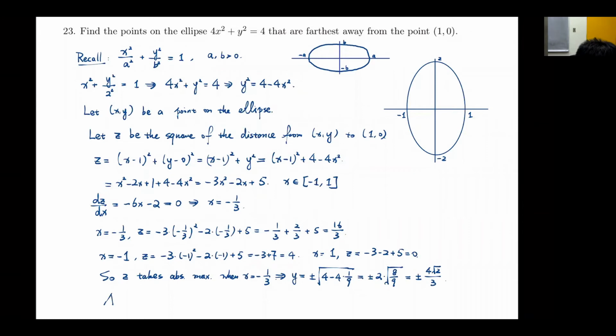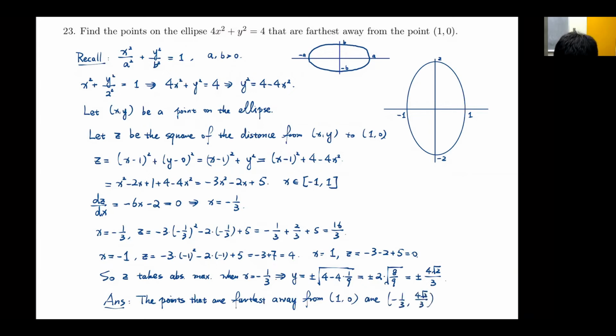So now we are ready to answer the question. So the points that are farthest away from (1, 0) are (minus 1/3, positive 4 root 2 over 3) and (minus 1/3, negative 4 root 2 over 3). All right, so that will conclude the discussion to number 23.